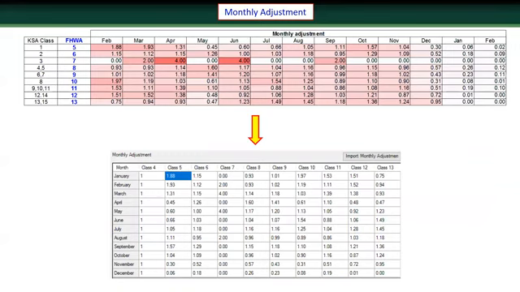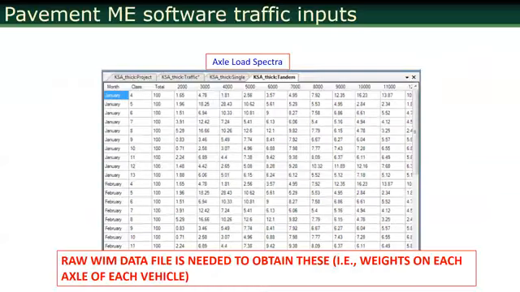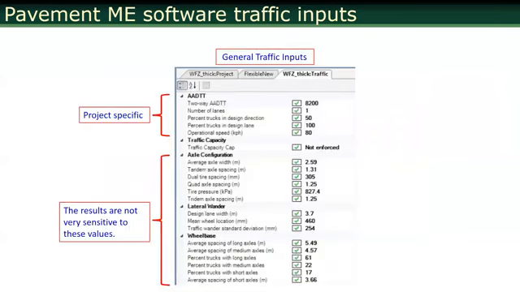And this is the monthly distribution for class 5. This is the monthly distribution for class 6. Class 7 didn't really exist in the data, so it doesn't really matter. And so on. Now, axle load spectra is a bit more complicated, so this was not available in that particular example. And we talked about this being project specific. Okay, I think that's it.